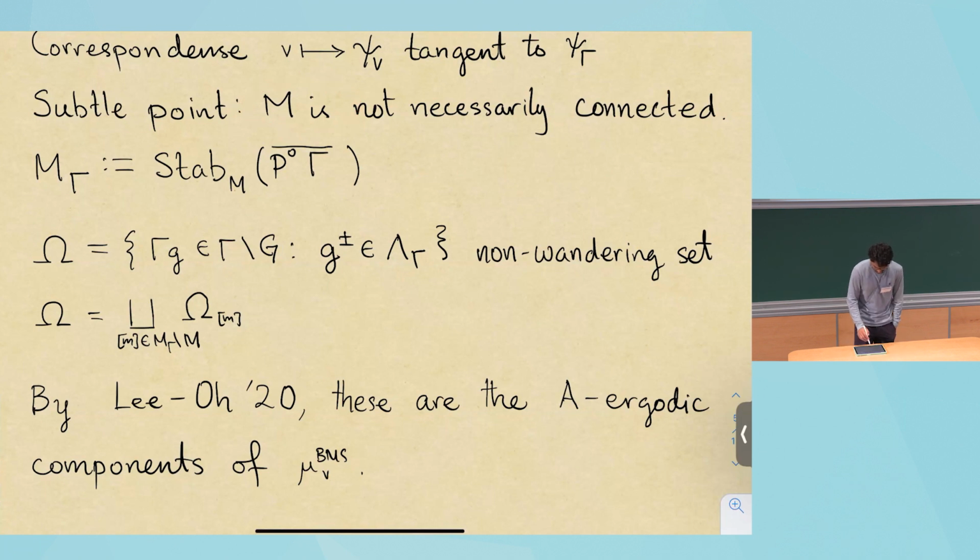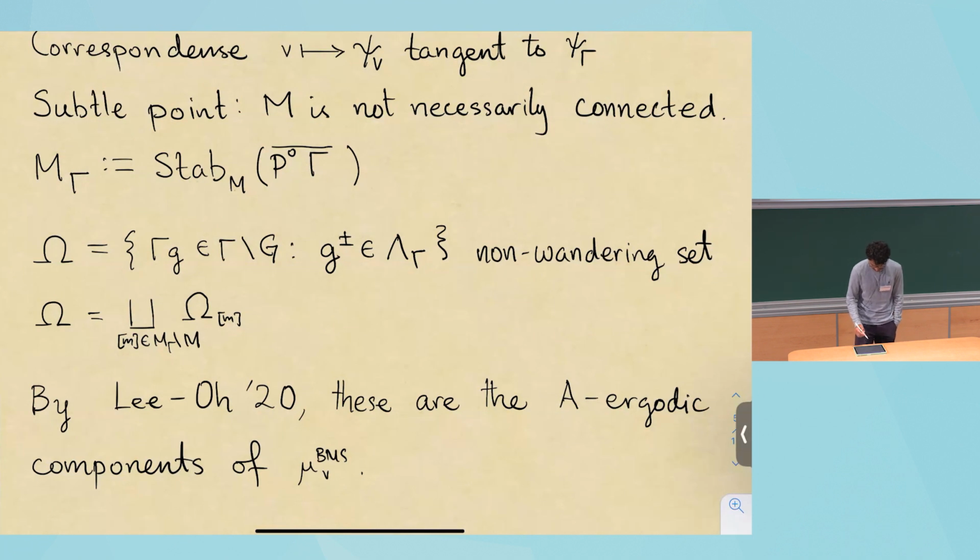So what one has to resort to is looking at the P0 minimal subset, where P0 is the connected component of P. So this is the same as the connected component of M times AN. And then you look at the stabilizer of this set inside M. And this will give you a subgroup M sub gamma. And this will be a finite index subgroup of M.